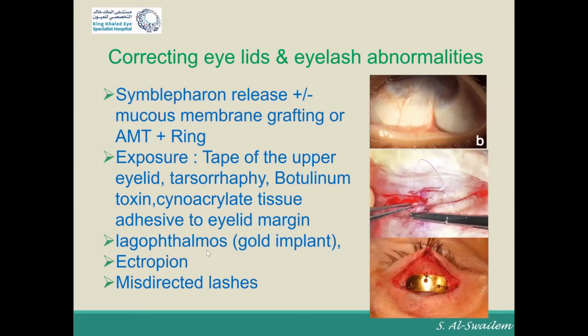If the patient has a lack of thalamus, you can apply the gold implant, and you may need to correct the ectropion, thin or misdirected lashes. And all of this cannot really be achieved without the collaboration of our colleagues in oculoplastic.